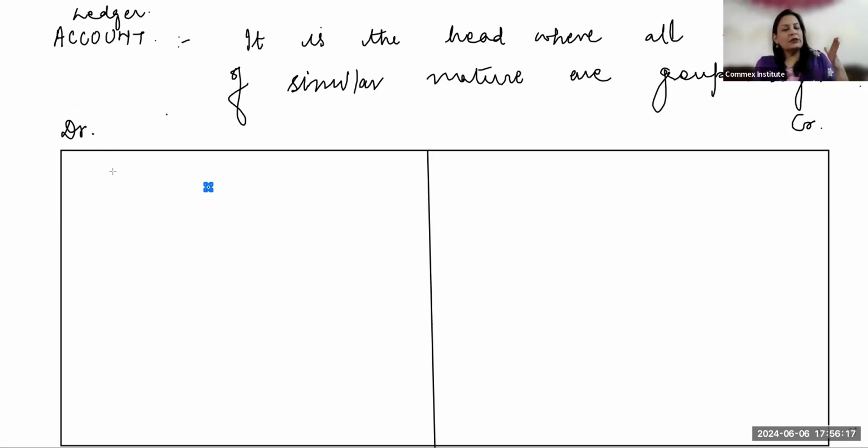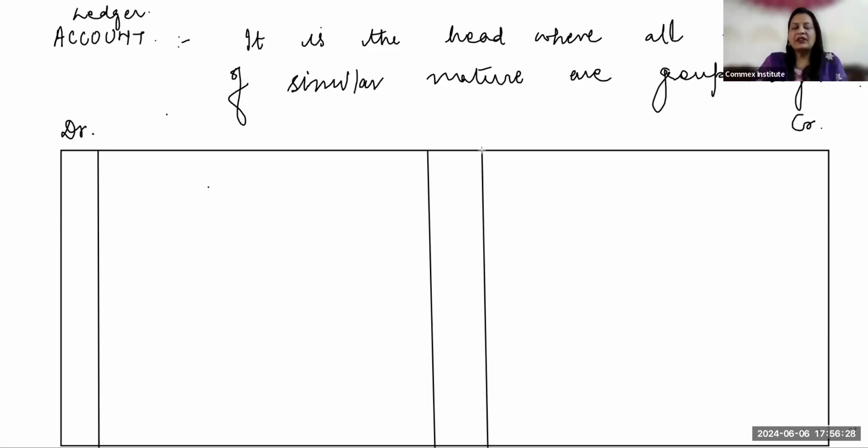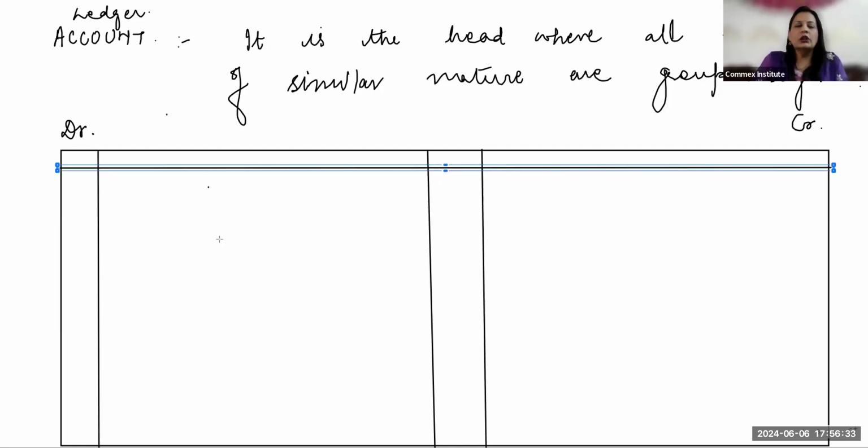Now within this, we have different columns. The same columns on the left-hand side and the same columns on the right-hand side. The first one will be a date column, on both the sides. So we'll draw a line over here, and the first column on the left-hand side we have named as the date column, right?